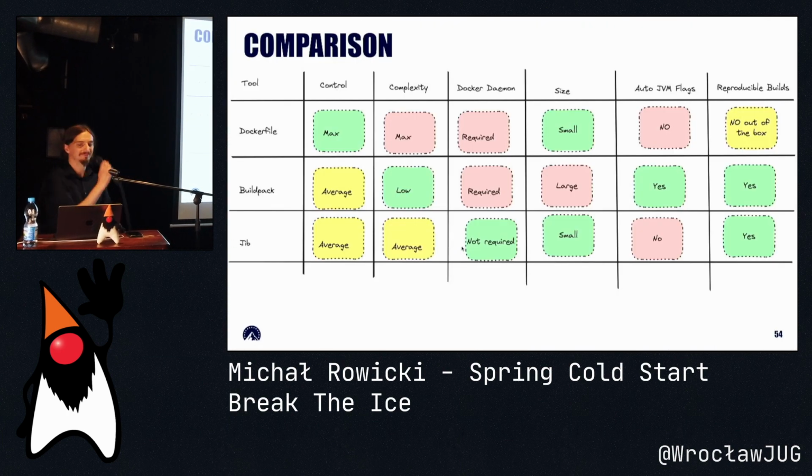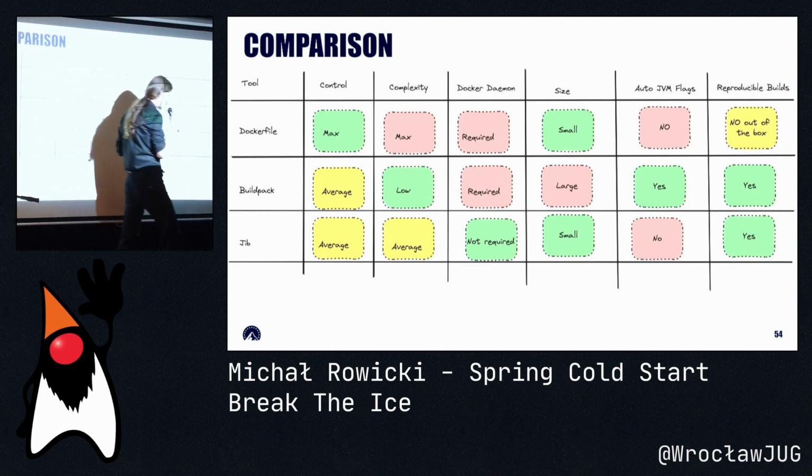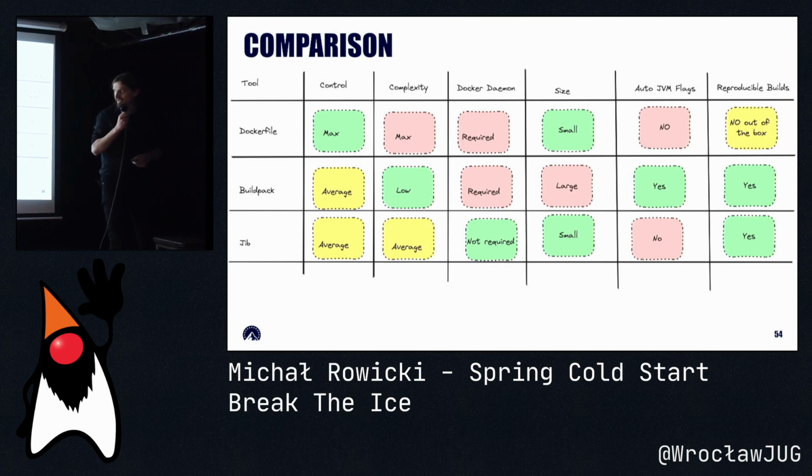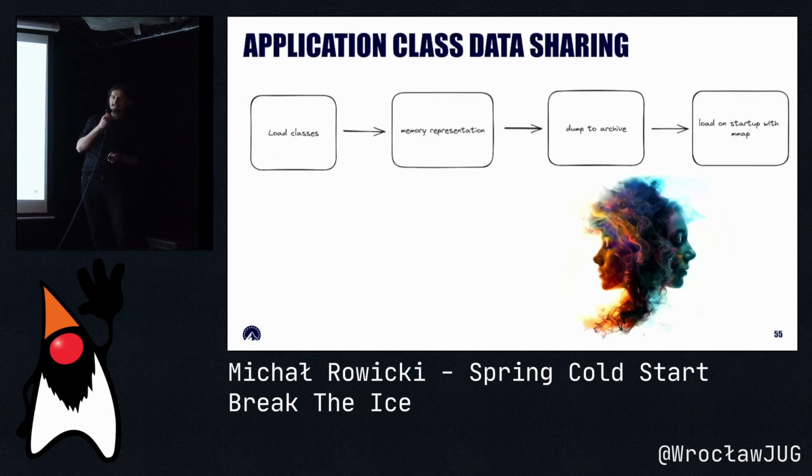Okay, so I think I don't need to dig into the comparison. I am very opinionated about crafting our own Dockerfiles. Maybe for startups, buildpacks are fine, when we don't care about the startup time and don't have time to figure out how to do everything well. So it's a good start. And Jib is for those who don't have a Docker daemon. That's my personal opinion. And when we finish these things, we should talk about class data sharing.